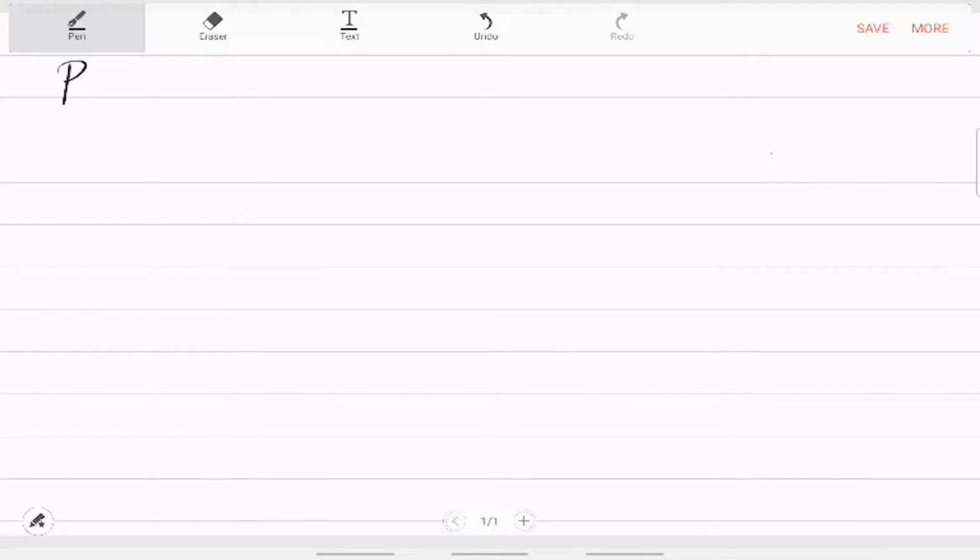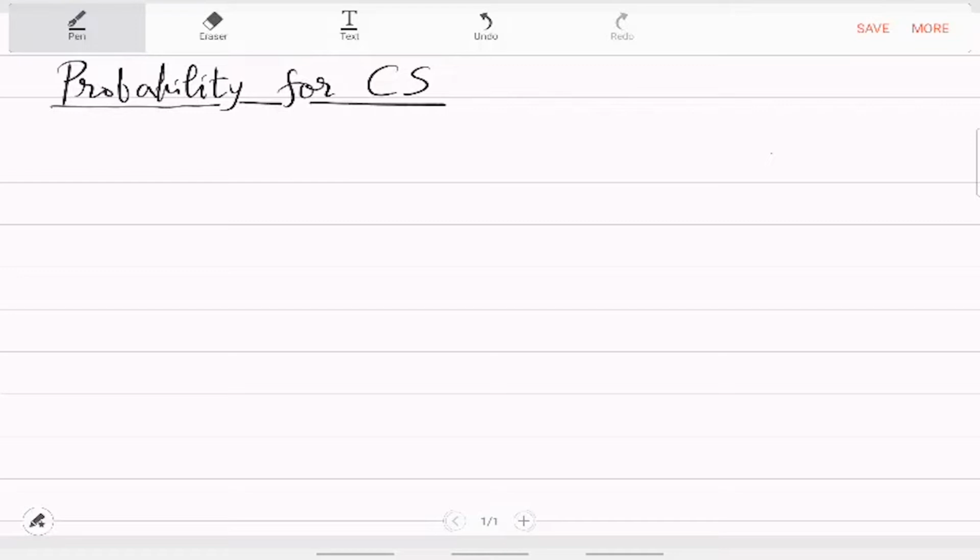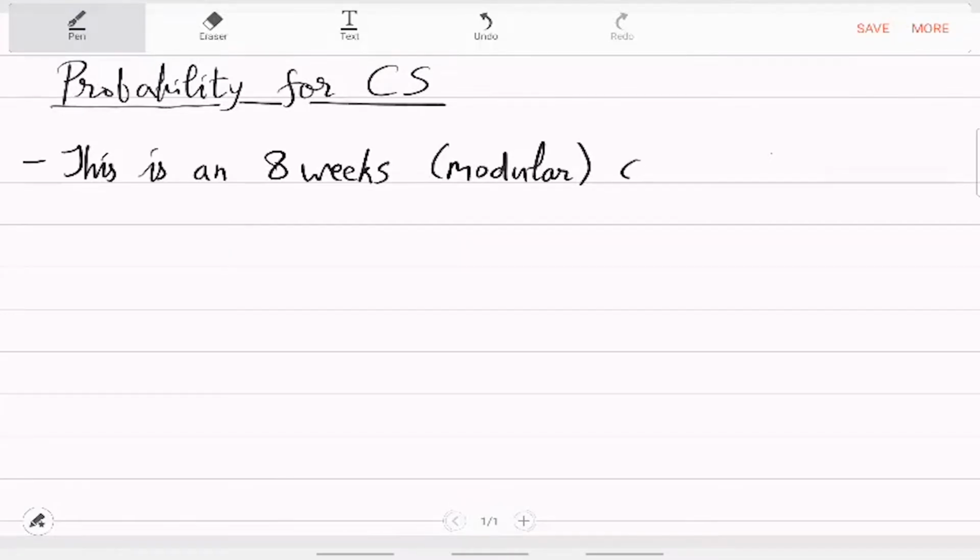Welcome to this course on probability for computer science. This is an 8 weeks long course only, which we call an IIT modular course. Instead of 12 weeks, this will be for 8 weeks, and this is compulsory for CS students.